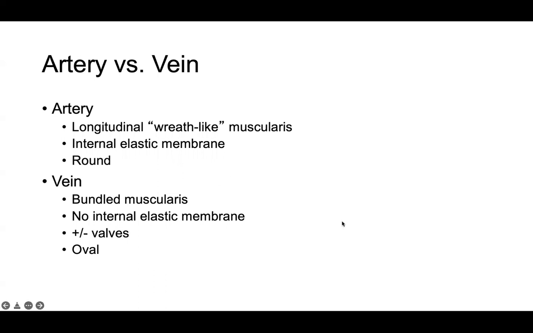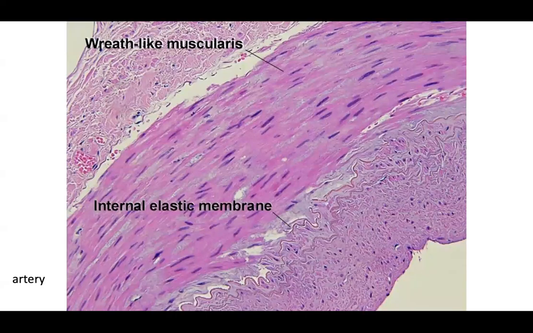Whereas veins usually have more of a bundled muscular layer with no internal elastic membrane. That makes sense because your veins are lower pressure and are not going to need to deal with as much pulsating. You may or may not see valves depending on the section that was taken. Because of the lower pressure and the least amount of muscle, you're going to have more of an oval shape on histology. It's easier to compress. But here you have a wreath-like muscularis of an artery with that internal elastic membrane. If you did a Verhoeff-Van Gieson stain, you'd be able to see that internal elastic membrane highlighted quite nicely.